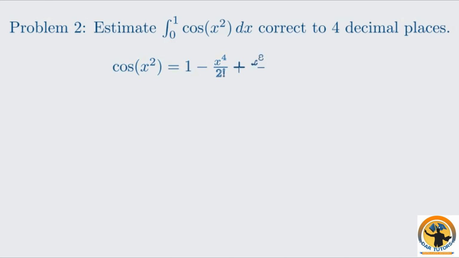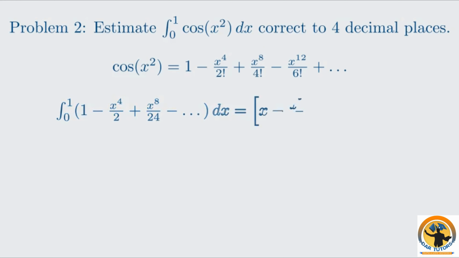It is 1 minus x to the 4th over 2 factorial, plus x to the 8th over 4 factorial, and so on. Now, we integrate this series term by term from 0 to 1. The integral of 1 is x. The integral of -x to the 4th over 2 is -x to the 5th over 10. The integral of x to the 8th over 4 factorial is x to the 9th over 9 times 24, and so on. Evaluating at the limits, we get an alternating series.